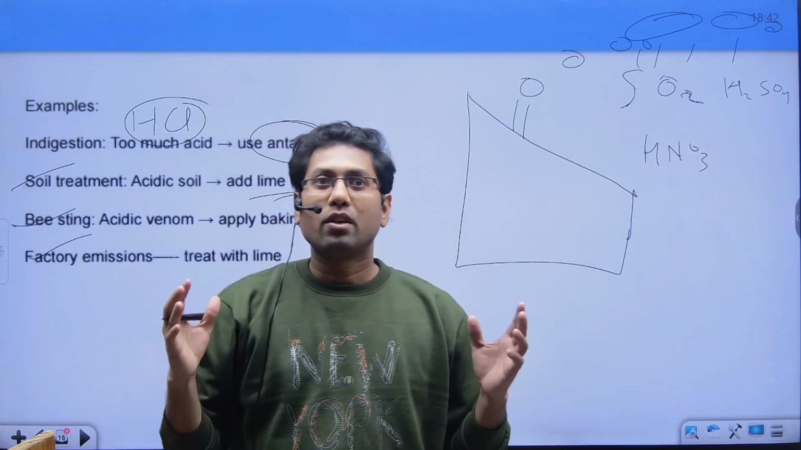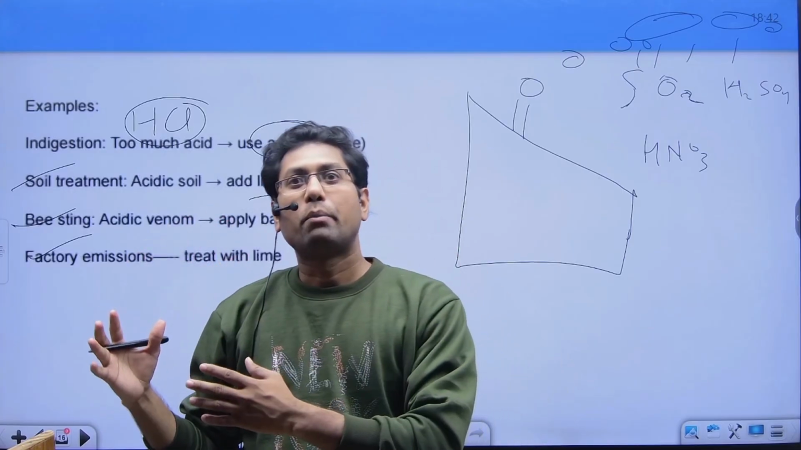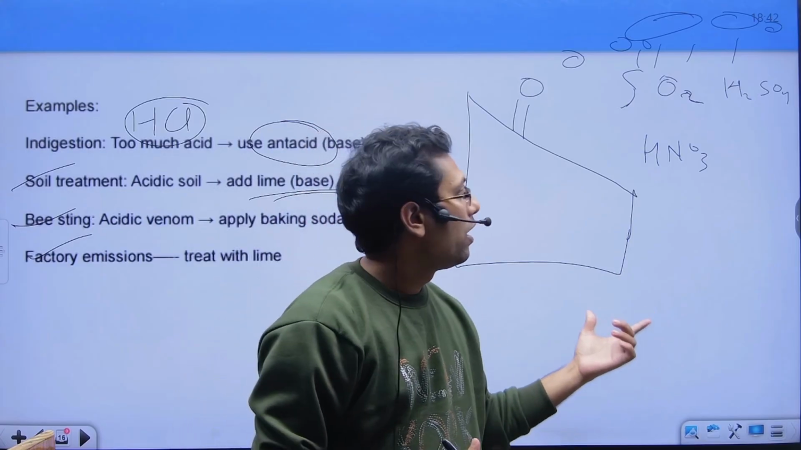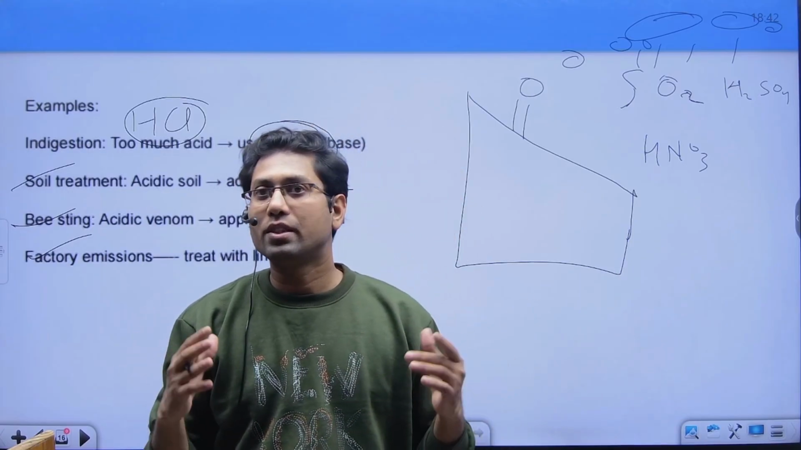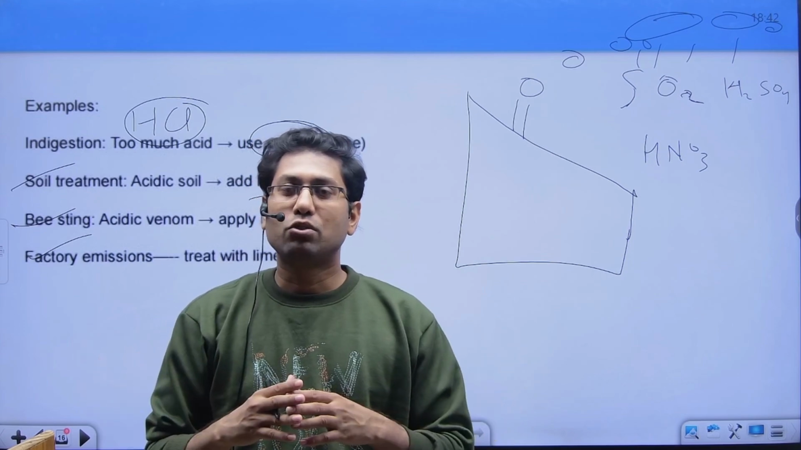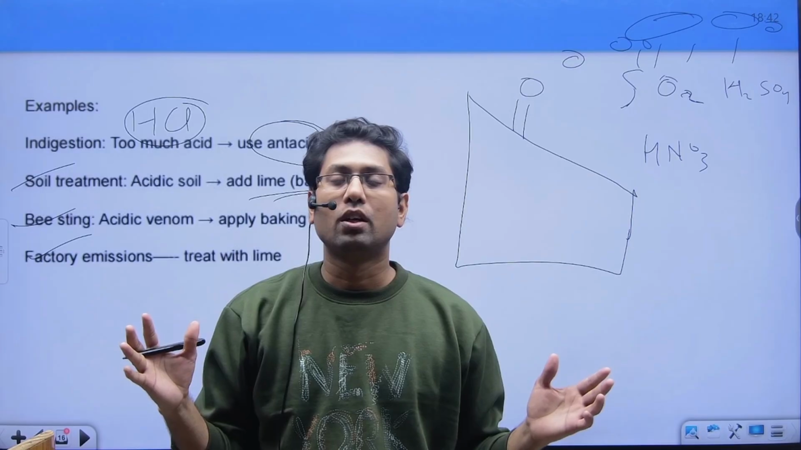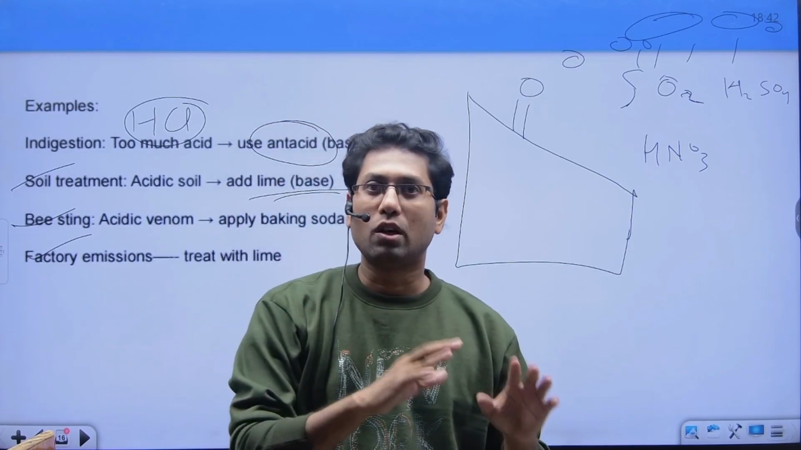So whenever rain occurs, what happens? Water combines with these harmful gases like sulfuric acid and nitric acid, and very harmful acidic rain occurs. Because these acids are very strong, they tend to corrode buildings, and it causes a lot of damage to property. So what corrective steps do we have to take in order to avoid this?